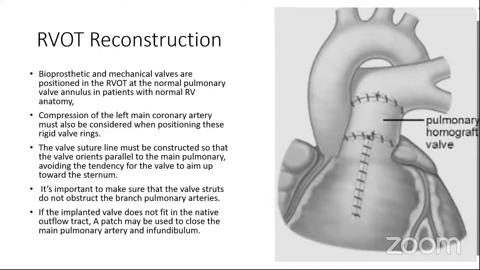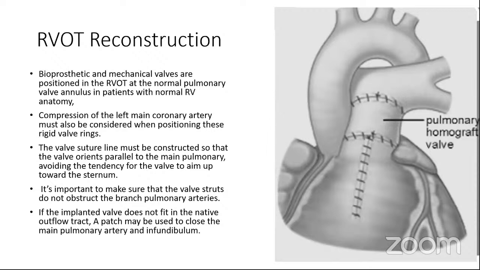Bioprosthetic and mechanical valves are positioned in the right ventricular outflow tract at the normal pulmonary valve annulus in patients with normal LV anatomy. Compression of the left main coronary artery must also be considered when positioning these rigid valve rings, as we mentioned earlier. The valve suture line must be constructed so that the valve orients parallel to the main pulmonary artery, avoiding the tendency for the valve to aim up towards the sternum. It is important to make sure that the valve struts do not obstruct the branch pulmonary arteries.